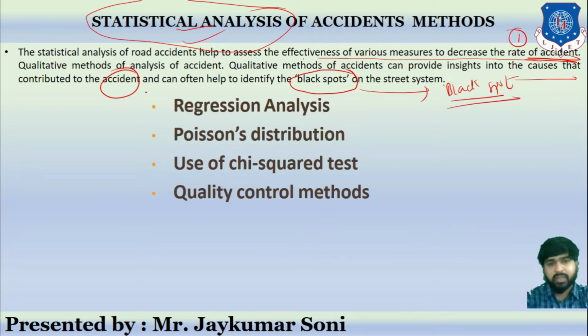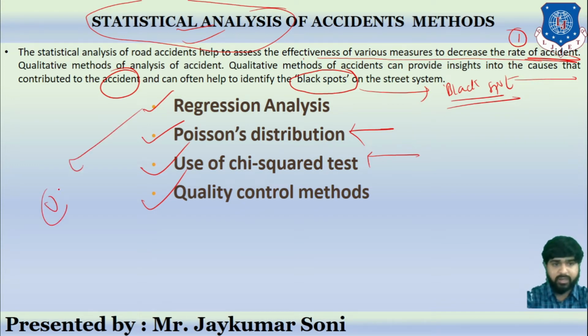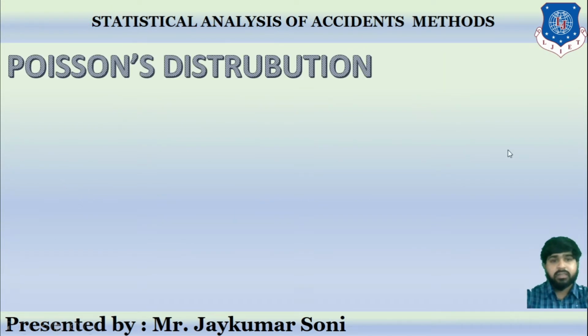There are various methods: we can go for regression analysis, we can also go for Poisson's distribution, we can use the chi-square test, or we can go for quality control methods. Poisson's distribution and the chi-square test are very important. You are already learning regression analysis, univariate and multivariate, in your subject UTP. Now in this we will learn about Poisson's distribution and the use of the chi-square test with the help of an example. See, let us discuss Poisson's distribution.